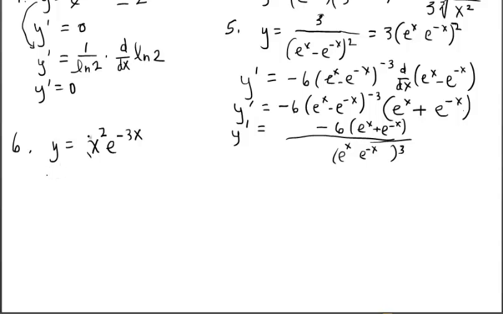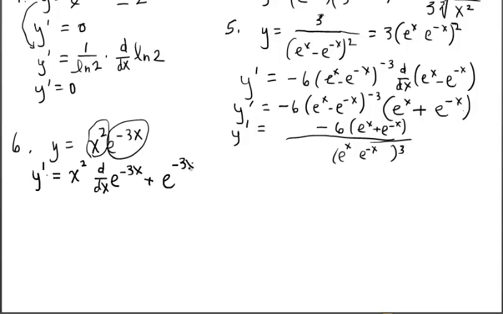Well, hopefully you've identified the two variable factors. And as a result, since neither one of these is constant, I'm going to have to do the product rule. First factor left alone times the derivative of the second. I encourage you to show the setup. Plus the second factor times the derivative of the first factor.